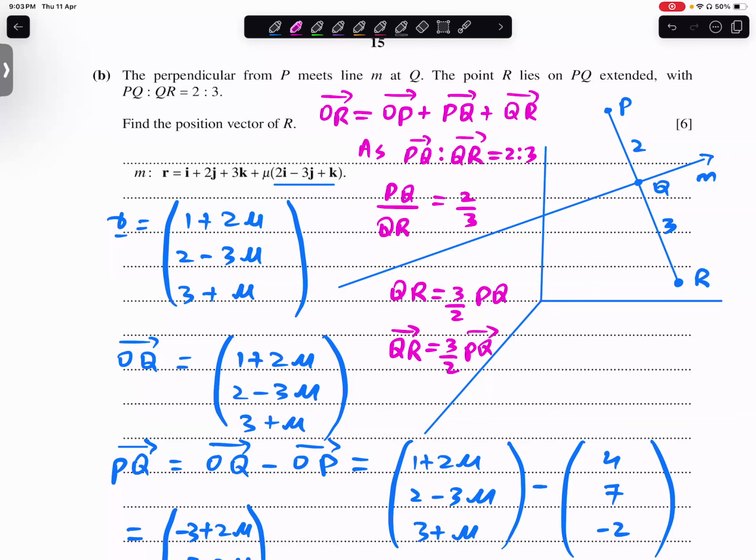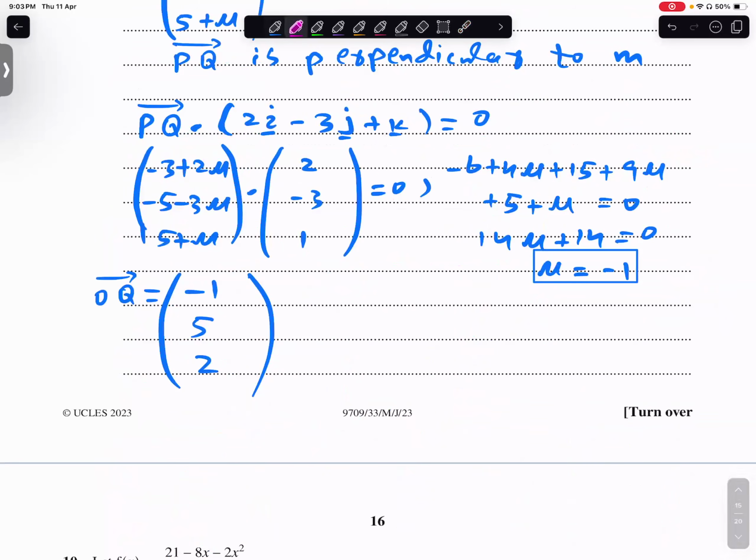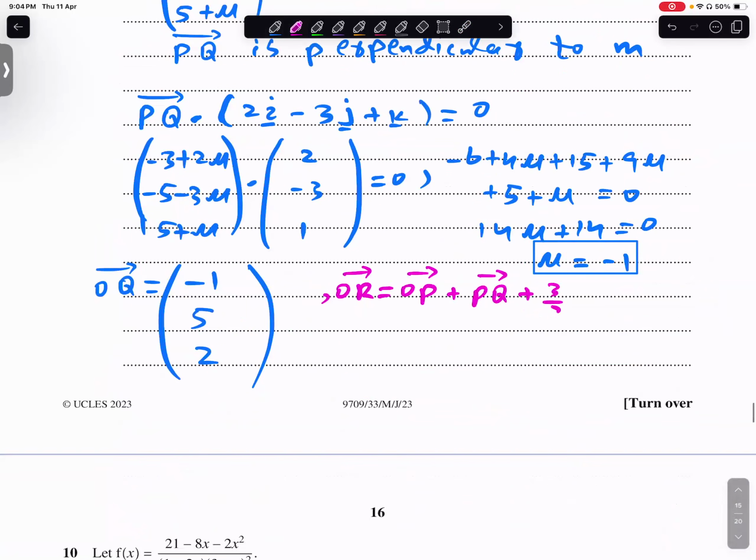So students, I am going to do this working. So OR is equal to OP plus PQ, but do not say QR. This time you will say 3/2 PQ. Okay, this is one way you can do, there are many other ways. So OR is equal to OP plus PQ plus 3 by 2 PQ.